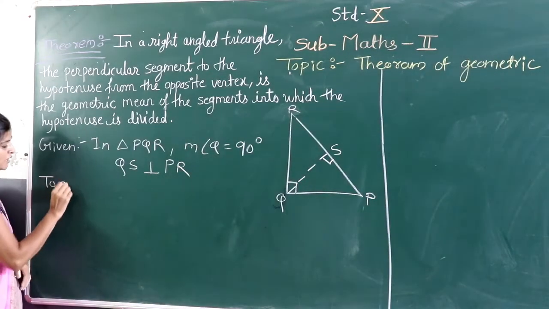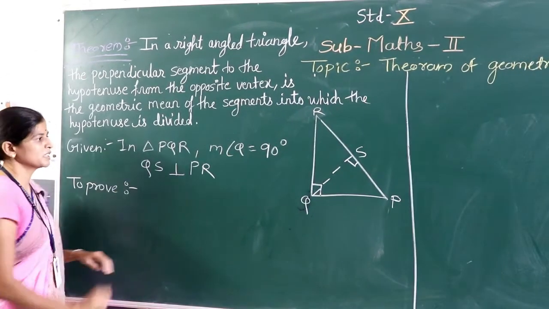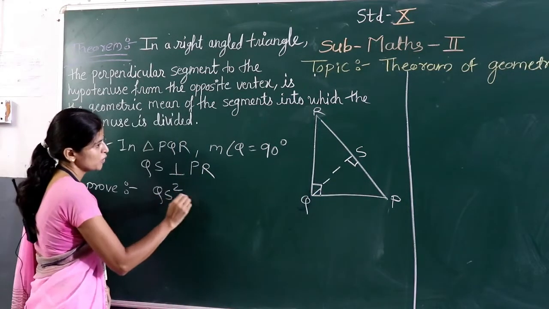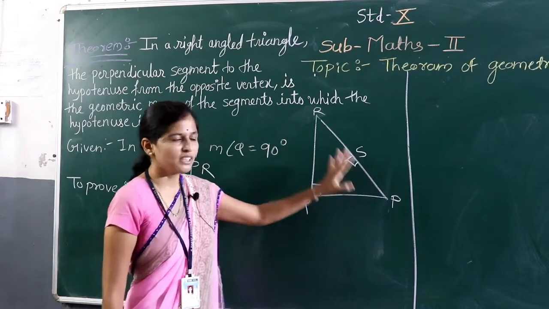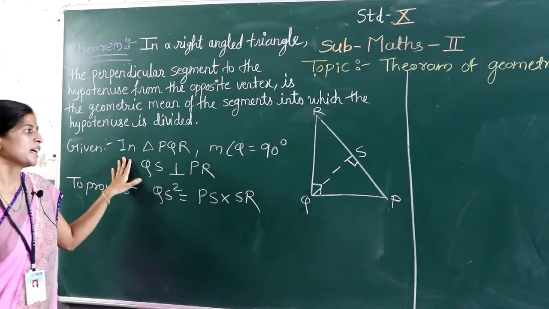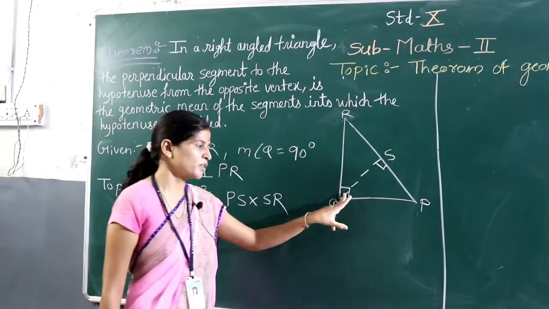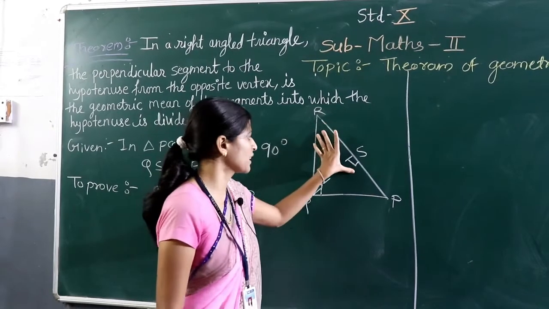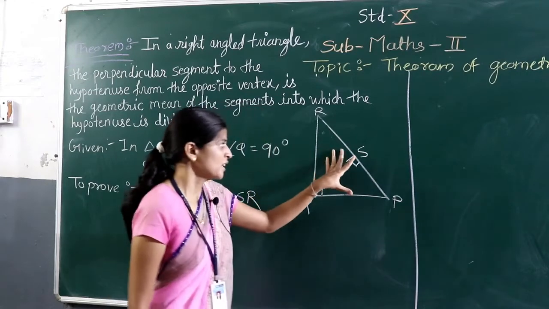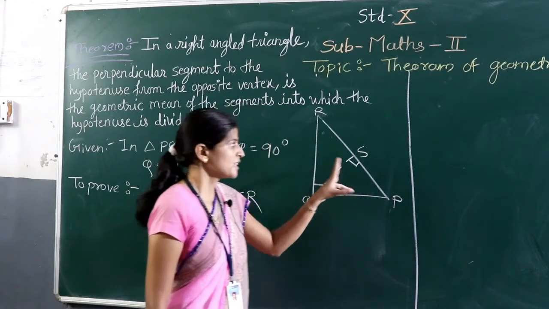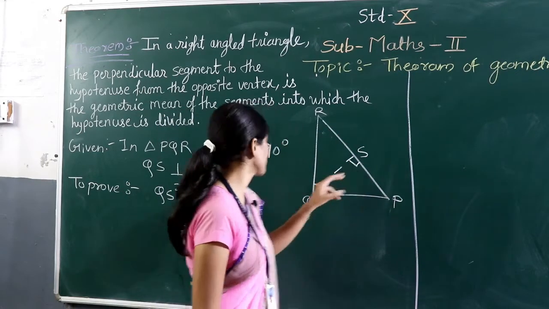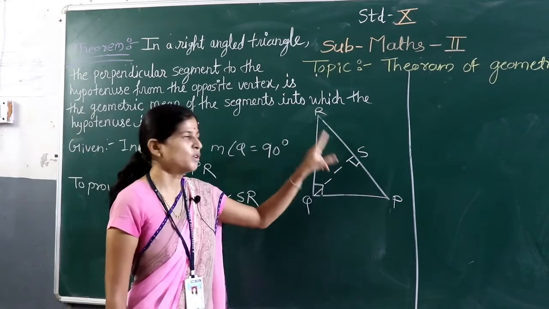What we have to prove? According to the statement, we have to prove this QS is nothing but a geometric mean of the segments of the hypotenuse. So we have to prove from the theorem QS square is nothing but the product of the sides into which it is divided, that is PS into SR. Means in right angle triangle PQR in which angle Q equal to 90 degree, the hypotenuse of the triangle is PR. We have to prove that the altitude drawn from the opposite vertex is nothing but the product of the sides in which the hypotenuse is divided, that is we have to prove that QS square equal to PS into SR.